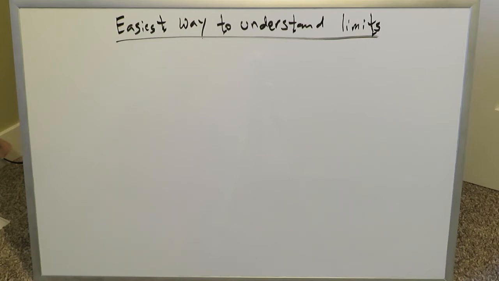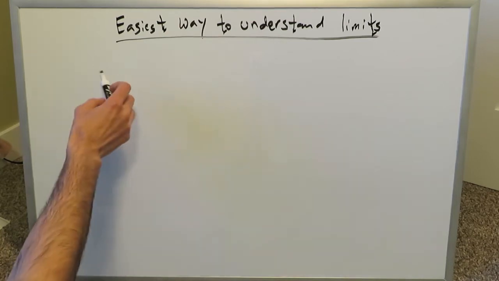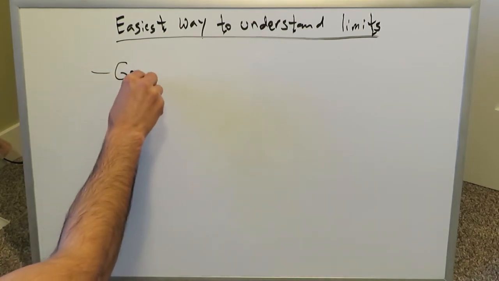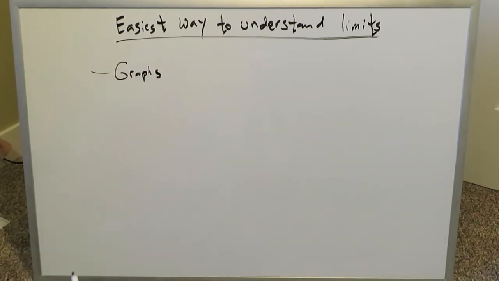The easiest way to understand limits, in my opinion, is by means of graphs. You just understand the graph and you read off the limit from the graph. But what exactly is a limit? If someone were to ask you in a very simple manner what exactly a limit is, you could define a limit using non-technical terms in the following way.